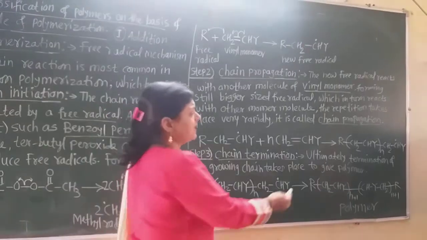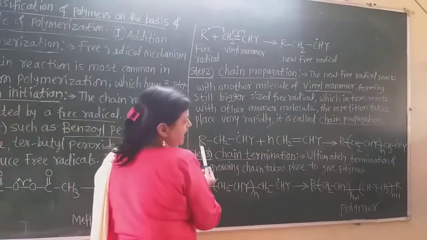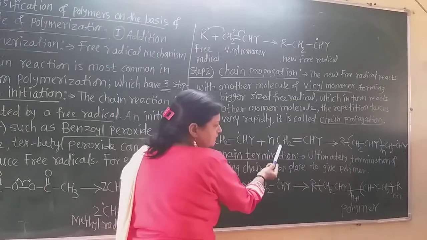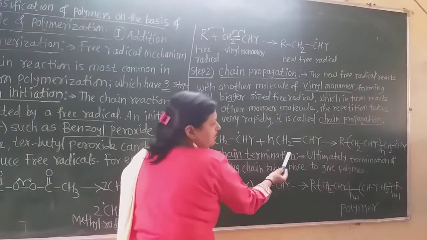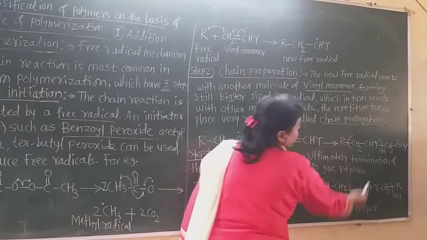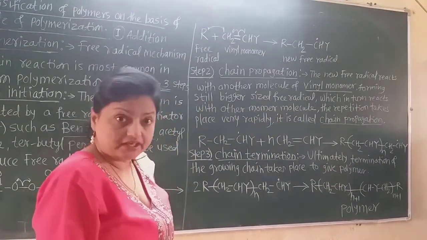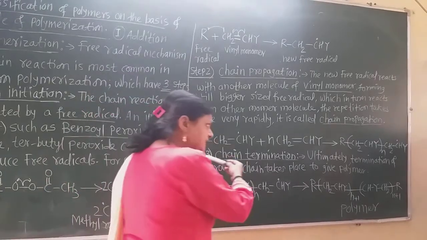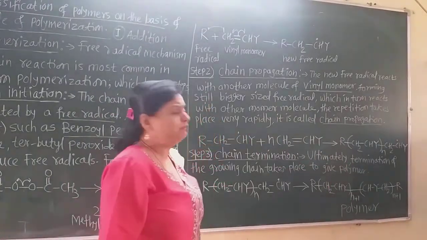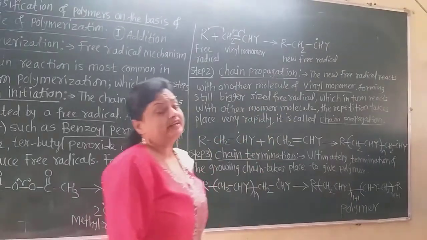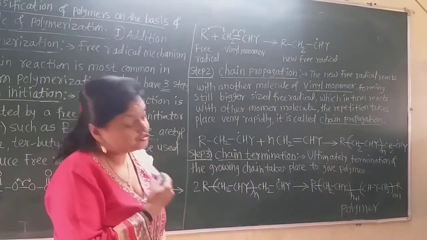Now see here, I show the chain. Now this RCH2CHY. There is also CH2CHY, but they are n number. So I write here R-(CH2CHY)n, and continuously this takes place very rapidly, and a very bigger sized free radical is formed, just like a chain.